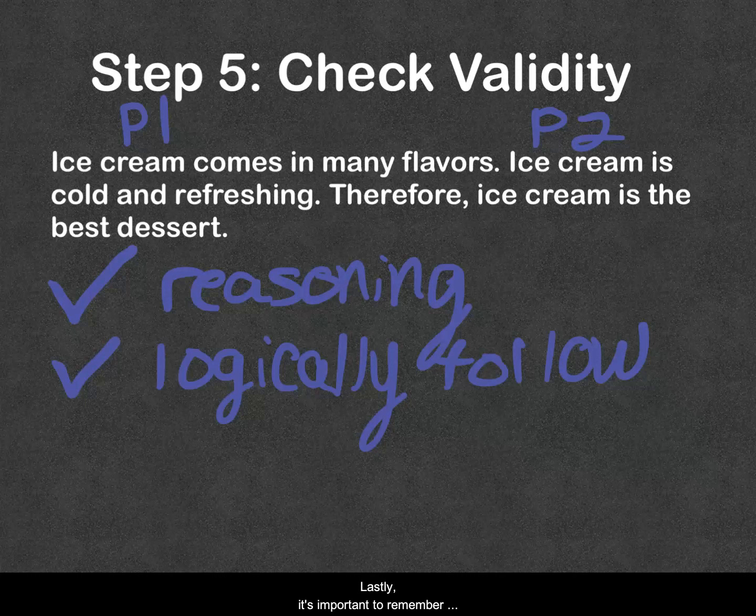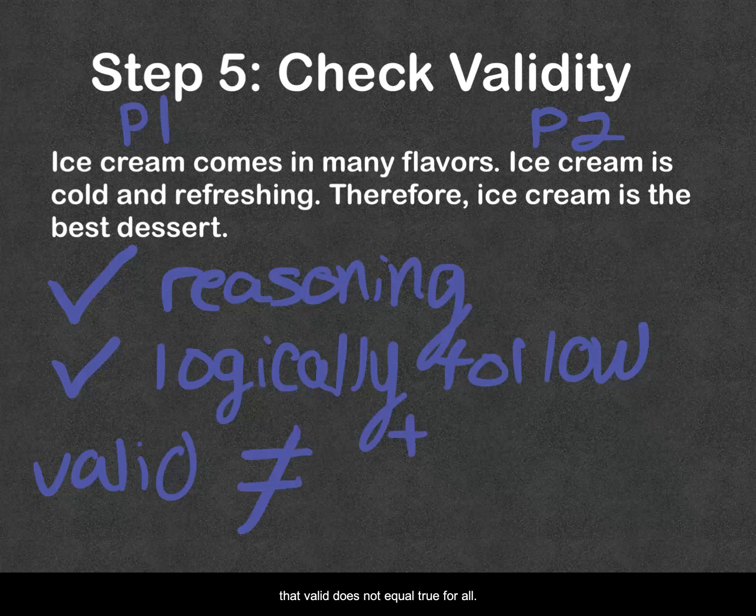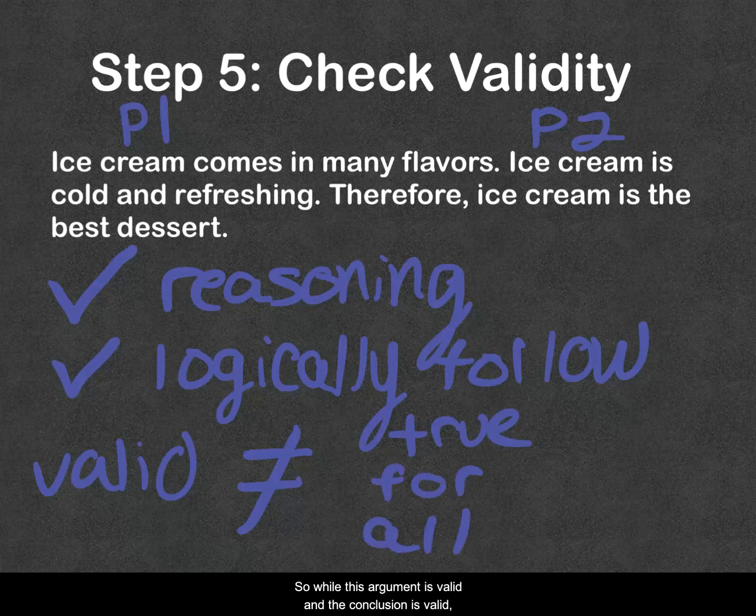Lastly, it's important to remember that valid does not equal true for all. So while this argument is valid and the conclusion is valid, ice cream is the best dessert, this might not be true for everybody. Somebody might think cake is the best dessert or cookies, but for this person, they have set up their argument in a way that makes it completely valid based on the premises and the conclusion, that ice cream is the best dessert. But again, valid does not equal true for all.